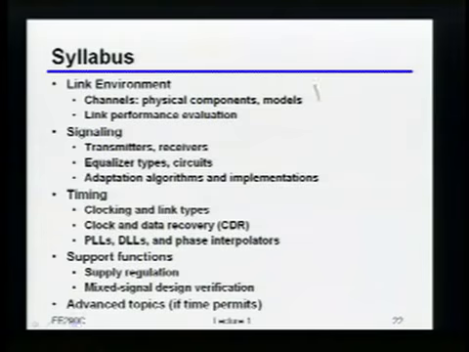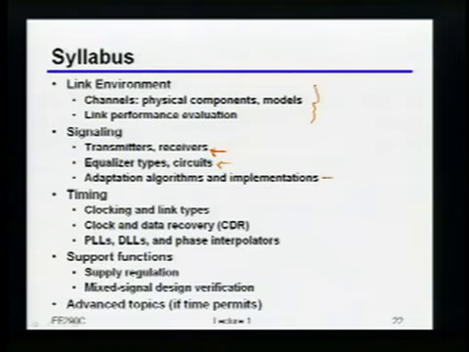So once we've gotten the introductory stuff out of the way, that's when we'll really dive into the core pieces. First of all, the signaling, which is really physically how do you get bits from one side to the other. So we'll talk about transmitter and receiver circuits. We'll then talk about equalizer types, and actually we'll talk a lot about how you build those equalizers. And equalizers, obviously, is just how you deal with these bad channels.